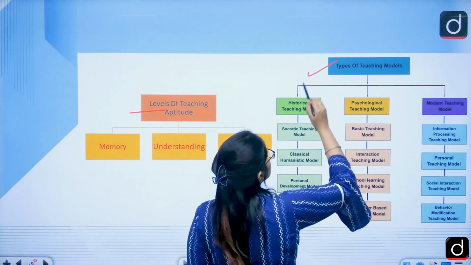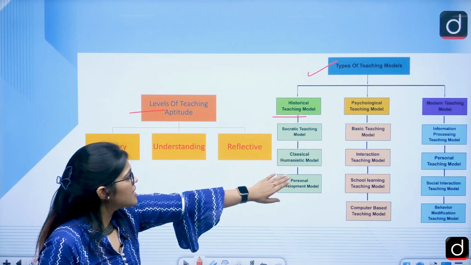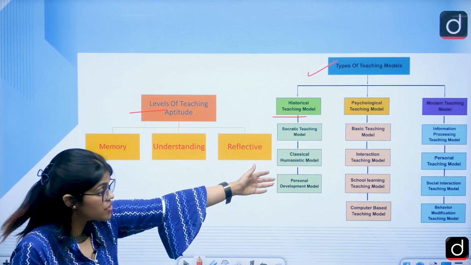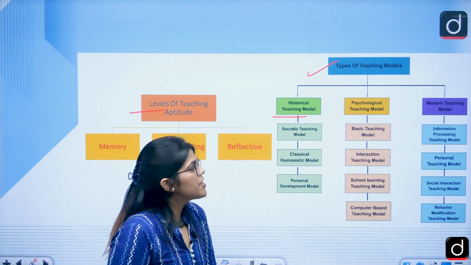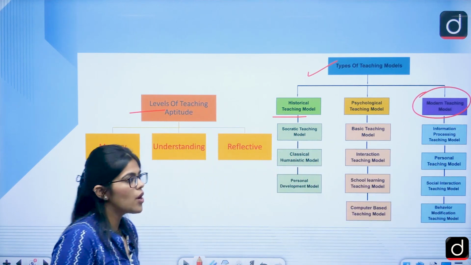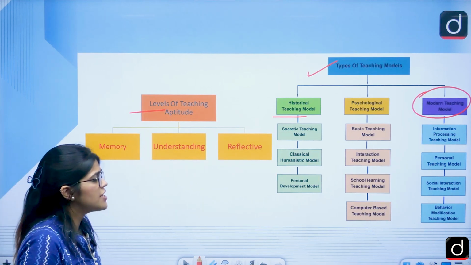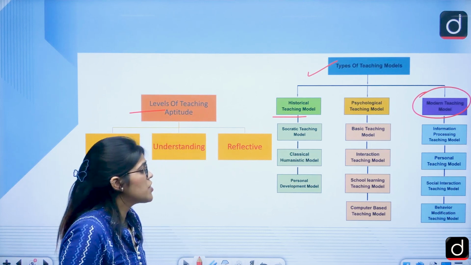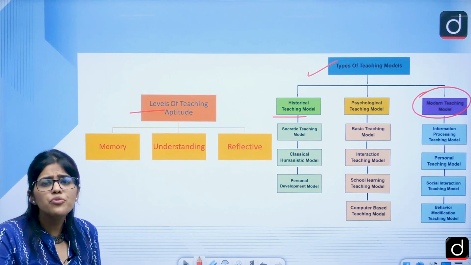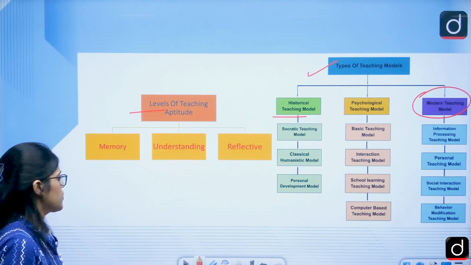Very important. We'll study the historical teaching models given by Socrates, and we'll also be studying the psychological teaching models, and we'll be dealing with the modern teaching models. A lot of questions are asked from this domain. We'll be dealing with information processing, personal teaching models, the social interaction model, and the behavioral model. So Hilda Taba, Bruner, and Piaget, all of these theorists become important.